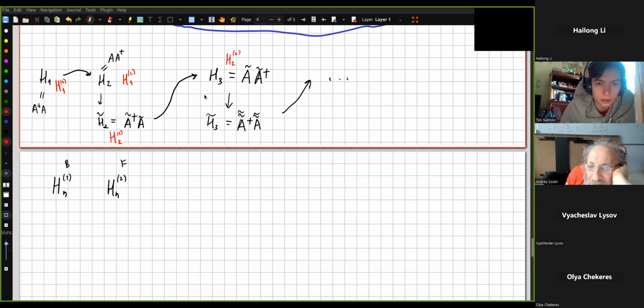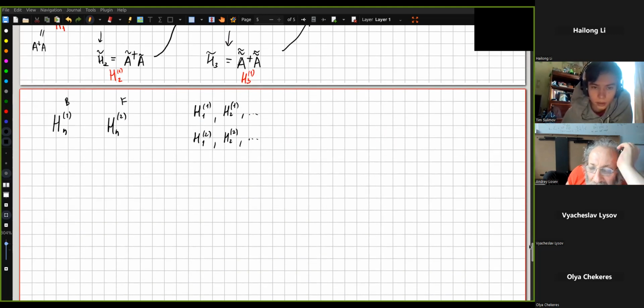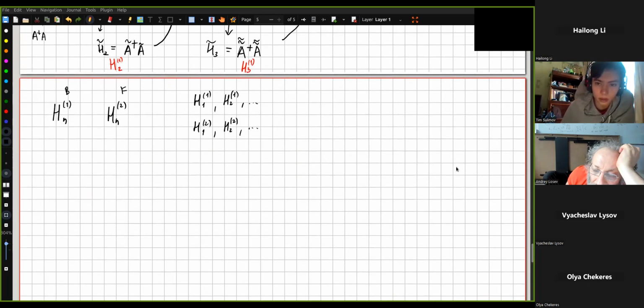One has a ground state energy of 0 and one doesn't. So this H3 is obviously just H2,2. H3 tilde is H3,1, and so on. Here we'll get H3,2. So this is how it goes. So we have this hierarchy of Hamiltonians: H1, H2, and the same for the partners, H1,2, H2,2. And each one has its own potential, and the notation would be the same.